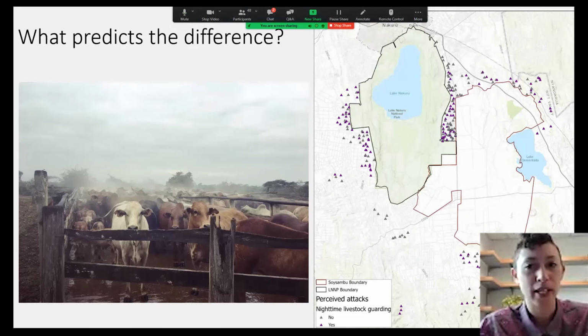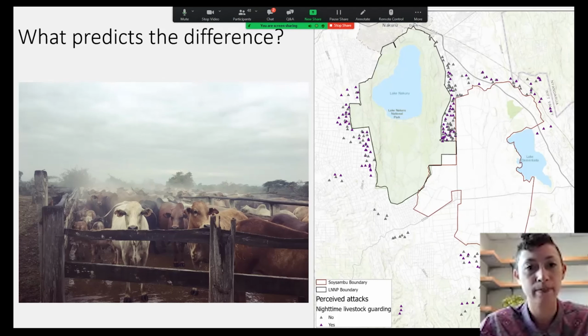But diving more deeply into the perceived conflict data set, what about people who are guarding their livestock actively at night but are still reporting perceived conflict? Are there any notable regions where nighttime guarding of livestock might not be working? And from this map, we actually don't see any notable clusters in perceived attacks reported by people who are guarding their livestock at night.